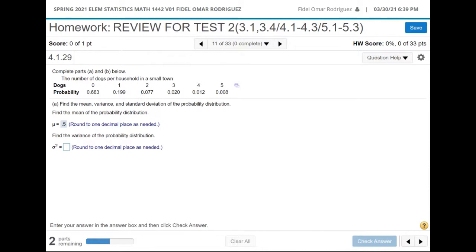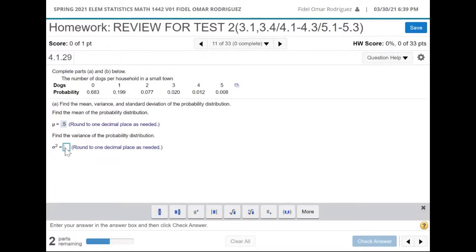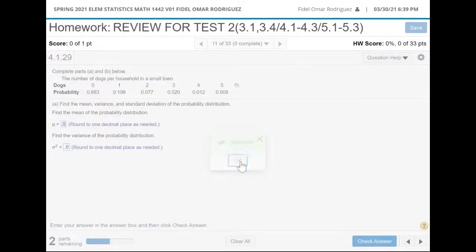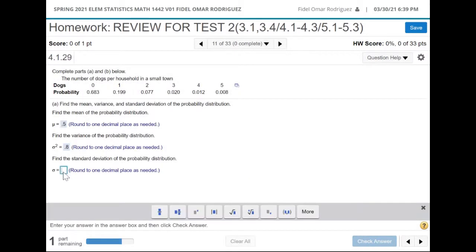I'm coming up with something like 0.8281. And again, I'm just using my graph and calc app here on my phone. Since I'm going to go with one decimal place, I'm just going to put 0.8. There we go. And now it's asking me for my standard deviation.